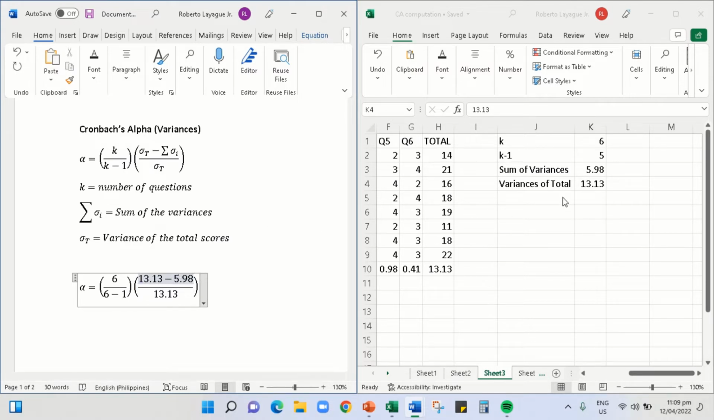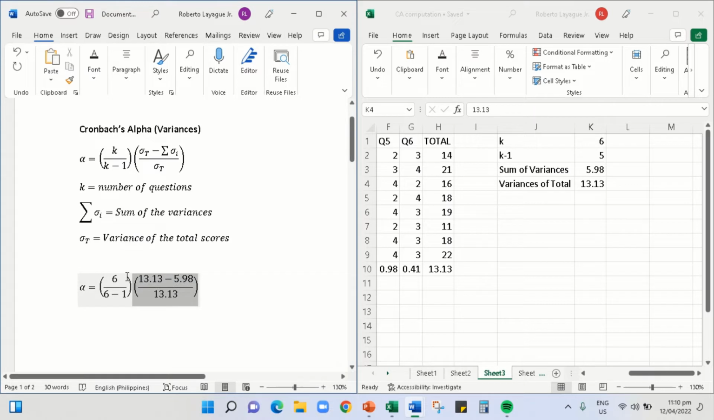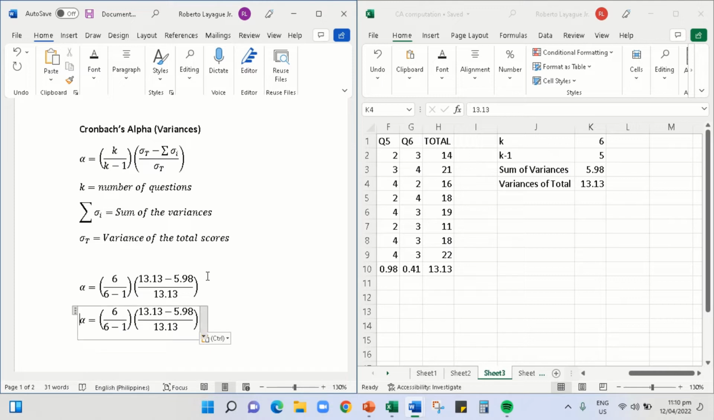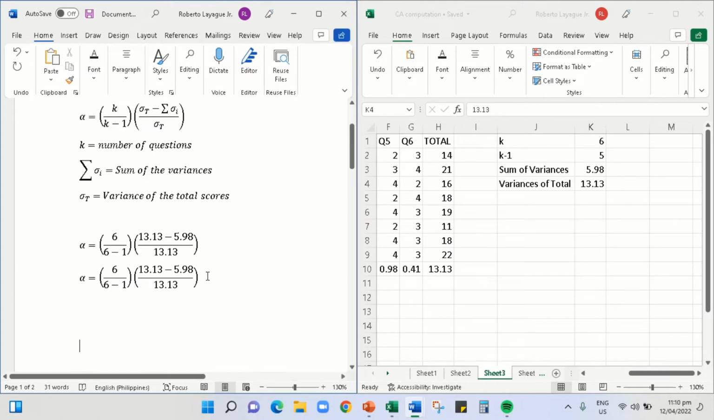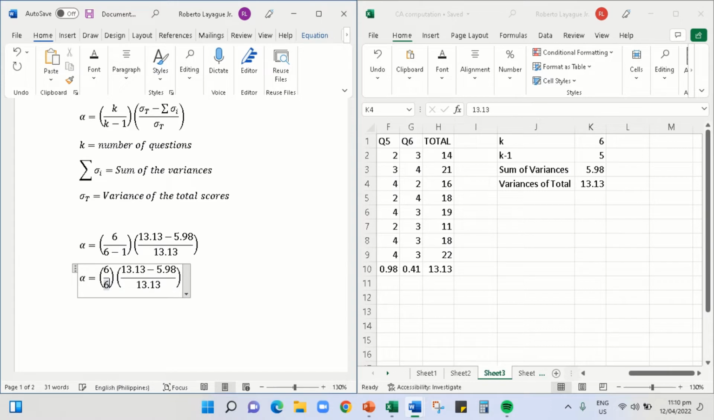Now let me copy this one so that it will be in the process. However, I'm going to use Excel as well. In the process, as you can see, 6 minus 1 is 5, so that you can see that. And then 13 minus 5.98.